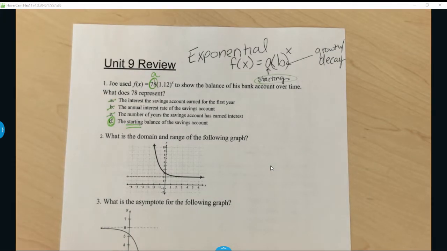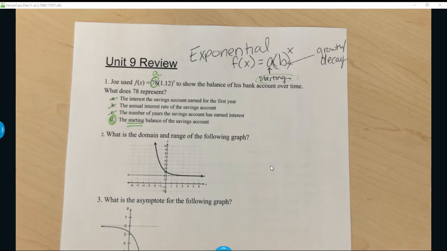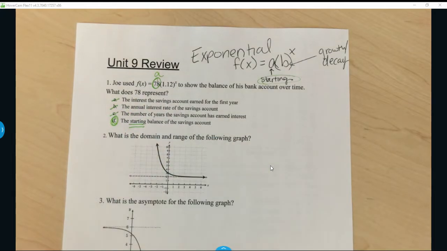If you were talking about how much it's earning, then you'd be talking about this growth right here. So 1.12 would be a good answer for growing. But this is asking about 78, which is the starting.